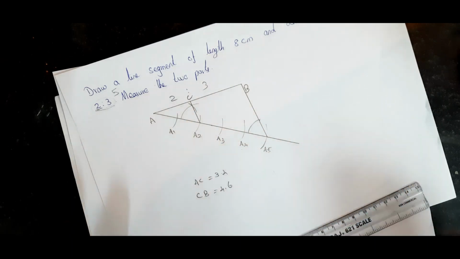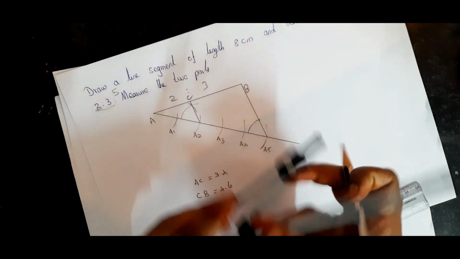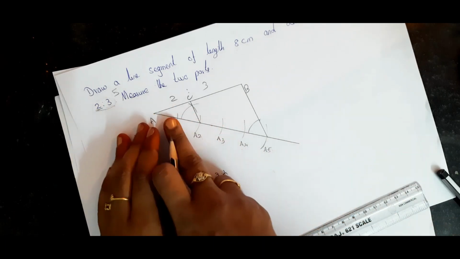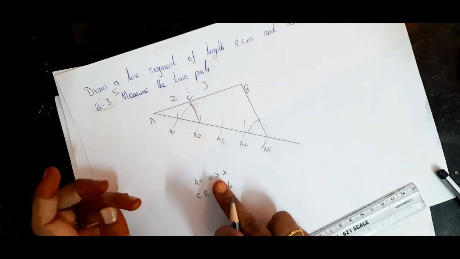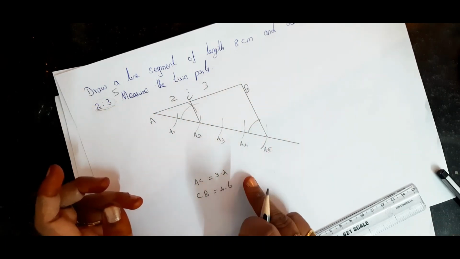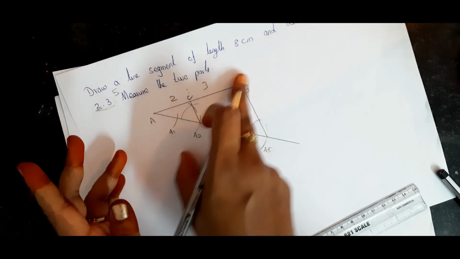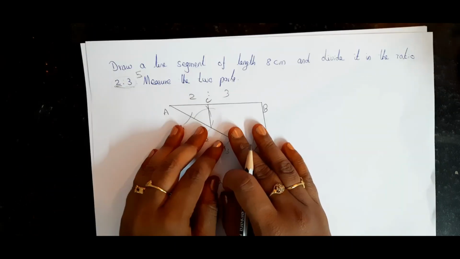It will vary from person to person; not everyone will get the same answer. It depends on our compass, right? So we won't get the same value. Some students will get 3.3, 3.5, no issue. Whatever you got, you measure and write.